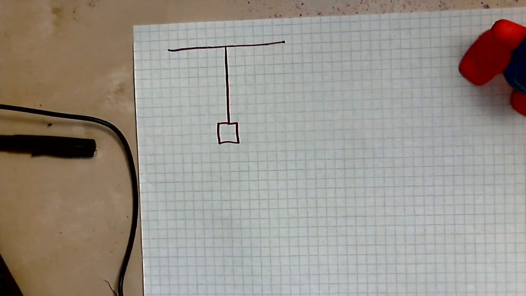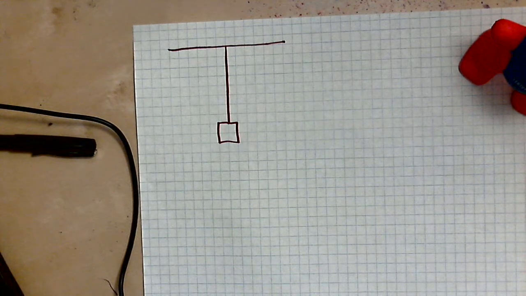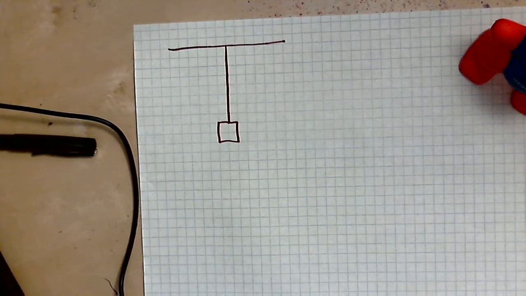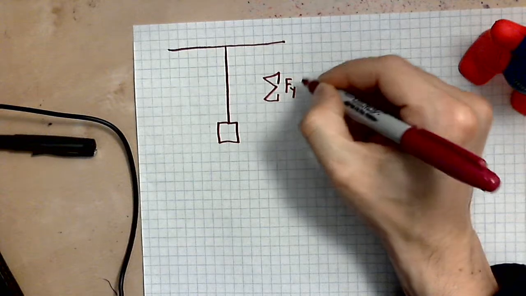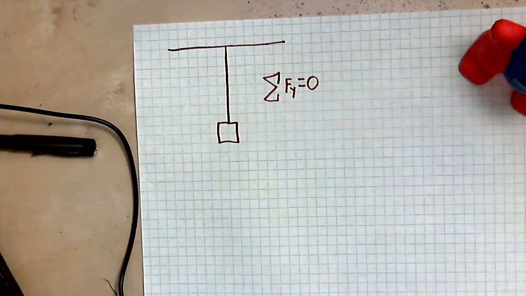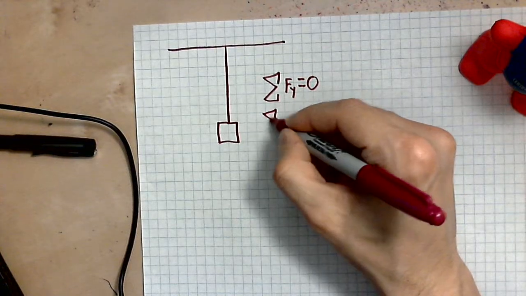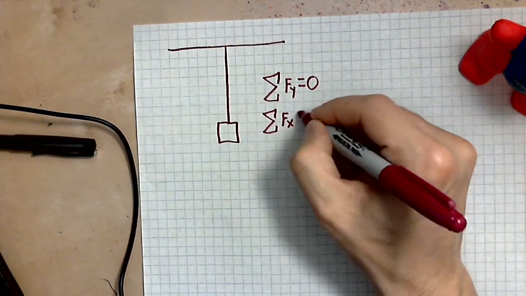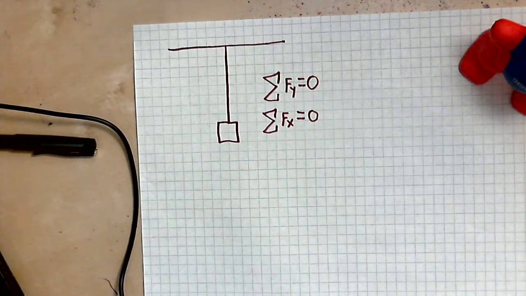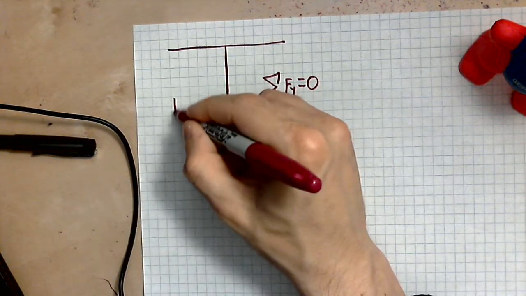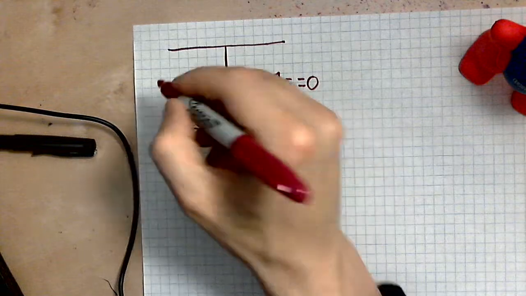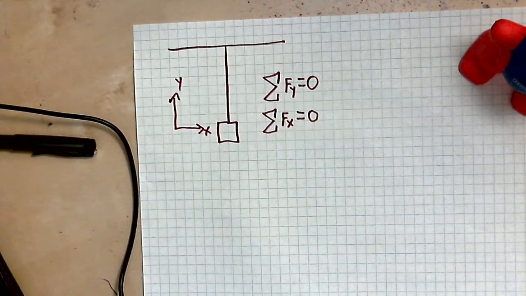So to find the tension in the rope, we need to write down two basic facts. The object is not accelerating vertically, nor is it accelerating horizontally, which means you can write the following. The sum of the forces in the y direction has to be 0, and the sum of the forces in the x direction also has to be 0. And here keep in mind that we're setting up our coordinate system so that it looks like this. I'm drawing it on the side. This is your x and this is your y.